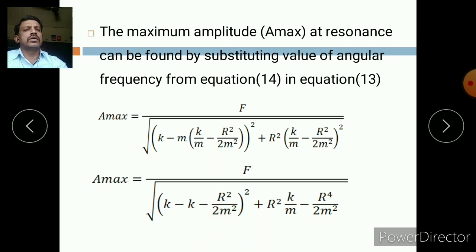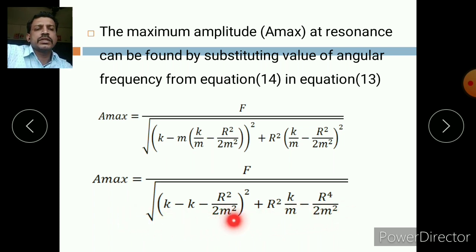Just a minute, there may be some problem here, it is bracket square. So if we multiply m to this bracket, here also 2m only, here it is not m square, here it is only r square upon 2m, and here r square upon k by m. Okay, and if we multiply r square to this term, it is minus r fourth power upon 2m square. Okay, so this is the maximum amplitude.